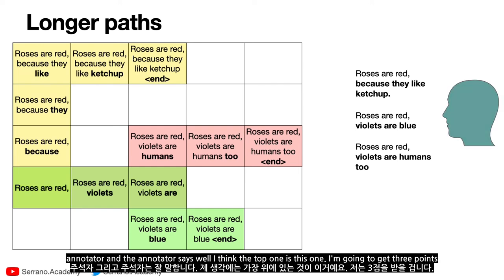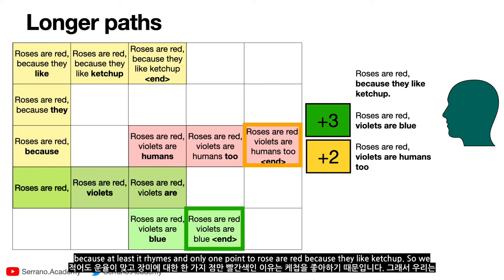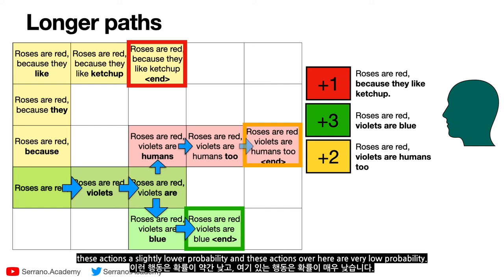So we give this to an annotator, and the annotator says, well, I think the top one is this one. I'm going to give 3 points to roses are red, violets are blue. Then 2 points to roses are red, violets are human too, because at least it rhymes. And only 1 point to roses are red because they like ketchup. So we assign those points and we train the policy neural network to give these actions a higher probability, these actions a slightly lower probability, and these actions over here a very low probability.